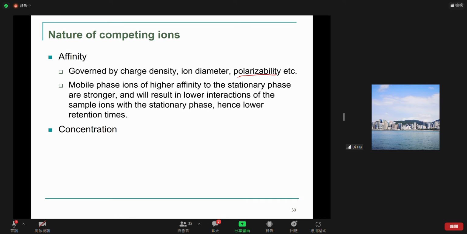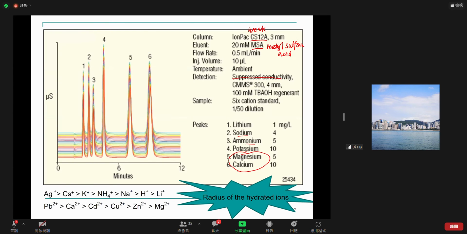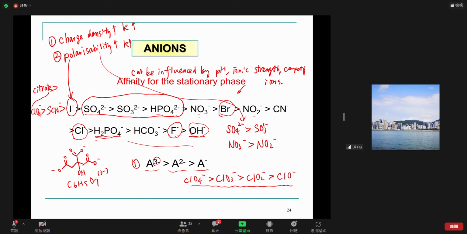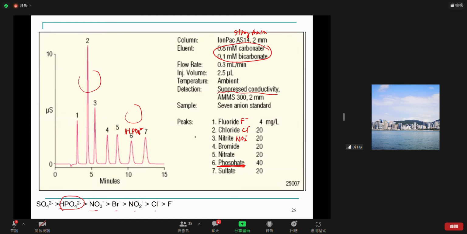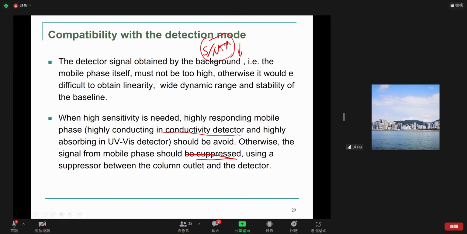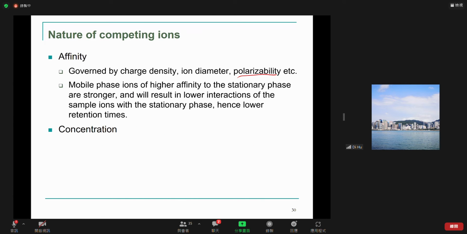For example, carbonate and bicarbonate are stronger mobile phase ions than hydroxide ion. Understand why? Carbonate and bicarbonate ions are considered to be a stronger mobile phase counter ion than hydroxide. Understand? Okay, so sodium carbonate and bicarbonate are stronger than sodium hydroxide. If we are not talking about pH, and just talking about the competing ion.